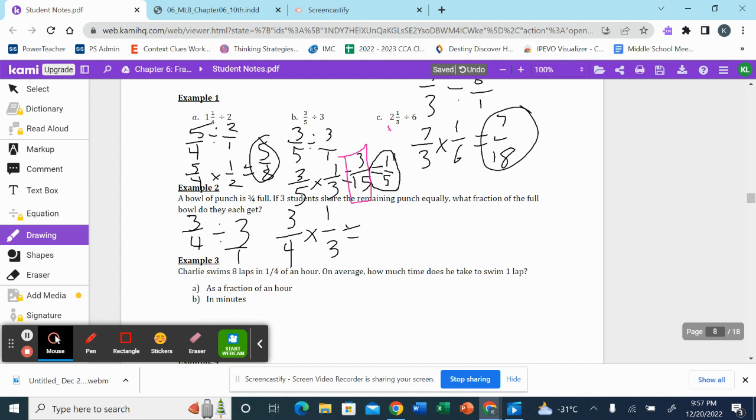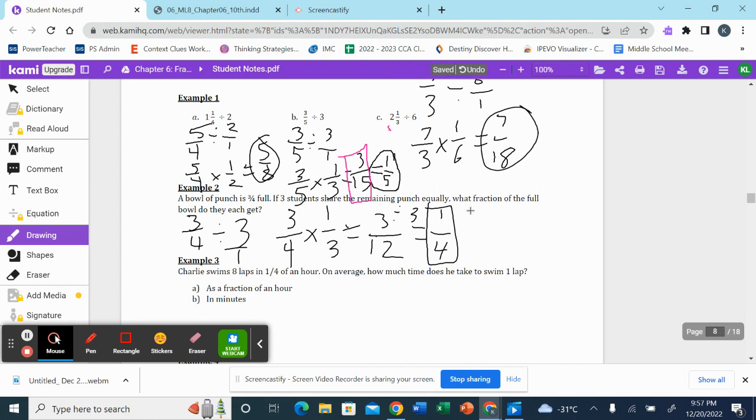3 times 1, 3. 4 times 3, 12. And simplify in lowest terms. Both are divisible by 3. So I have 3 divided by 3 is 1. 12 divided by 3 is 4. If they have 3/4 full and 3 students share the remaining, each gets a quarter.